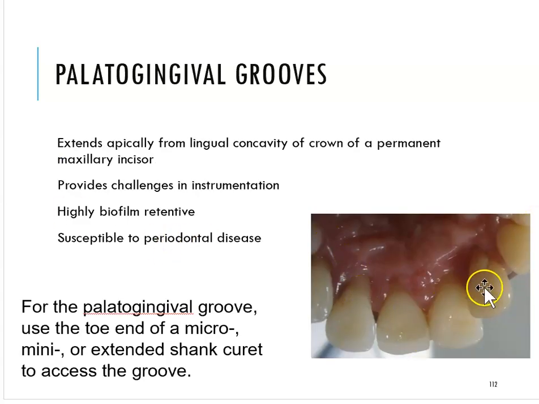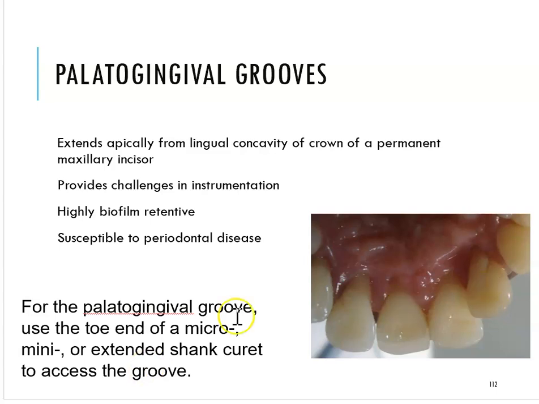On the palato-gingival side of a maxillary incisor, sometimes we can see these grooves. These are known as palato-gingival grooves, and this is a great place for calculus to get formed, or it gets formed in here, developed here. And so now you have to think, okay, what's the best way to remove it? Because remember, you won't be able to use a regular curette to remove it. So maybe you want to use the toe end of a micro or mini or even extended shank curette.